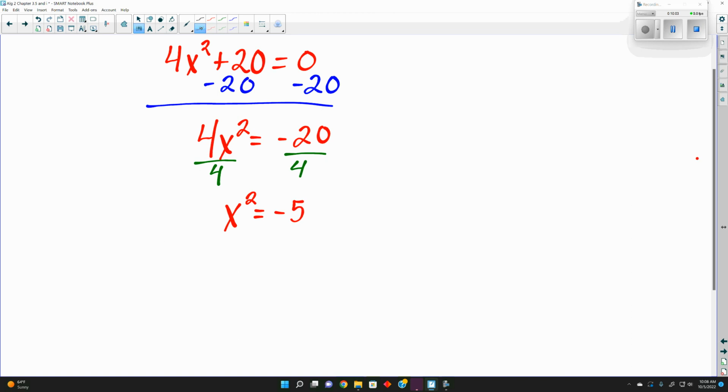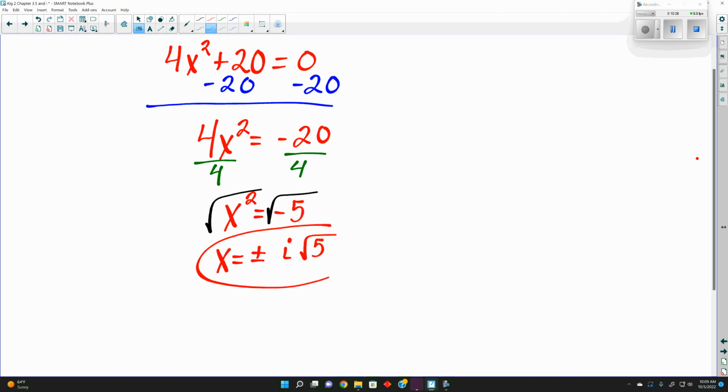What do we do next? Square root both sides. It shows us x is equal to plus or minus i, because the negative is going to come out as i, yes? Square root of 5. 5 is prime, isn't it? That's it. Any questions on any of this here?